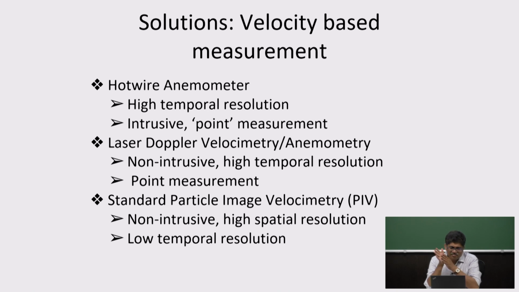So laser Doppler velocimetry is exactly like I was telling, like PDA, phase Doppler anemometry. That is also called laser Doppler velocimetry or laser Doppler anemometry. It is like using a laser, you create a fringe, and then at that point you are measuring the velocity, right? At that point you are measuring the velocity.